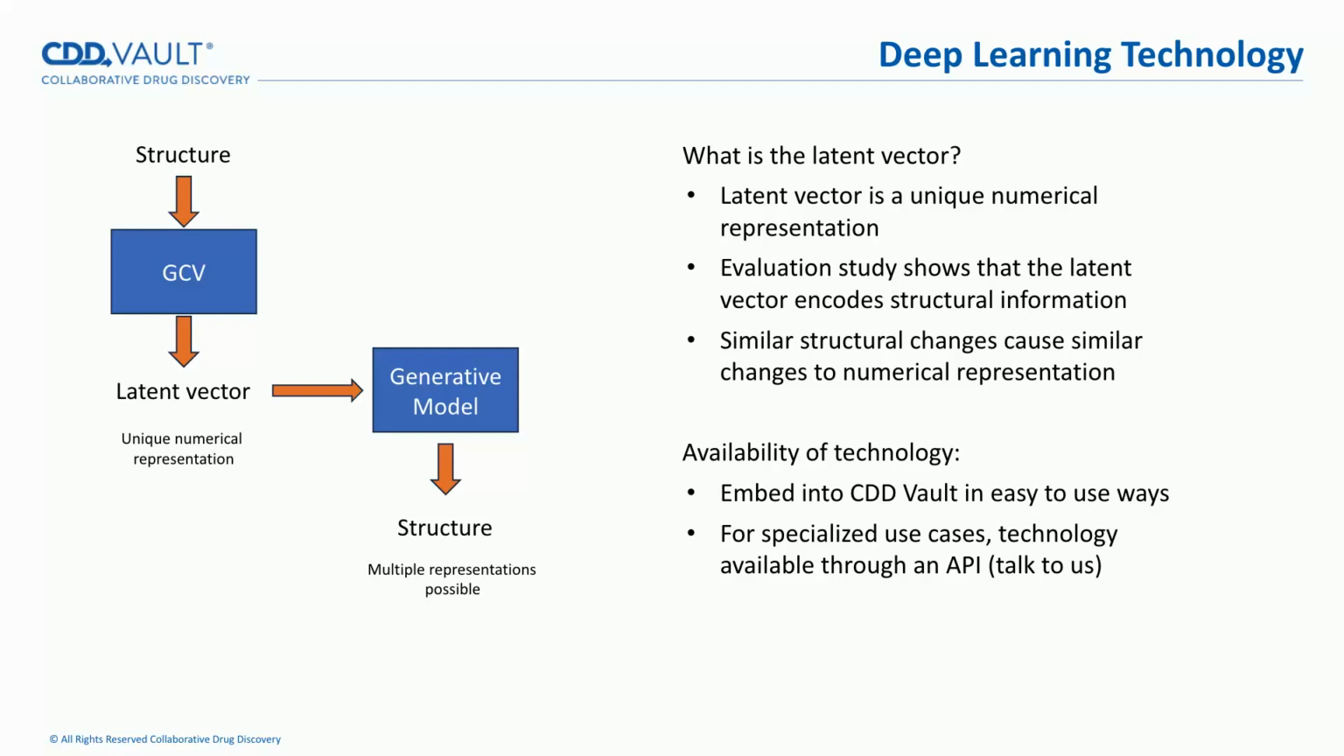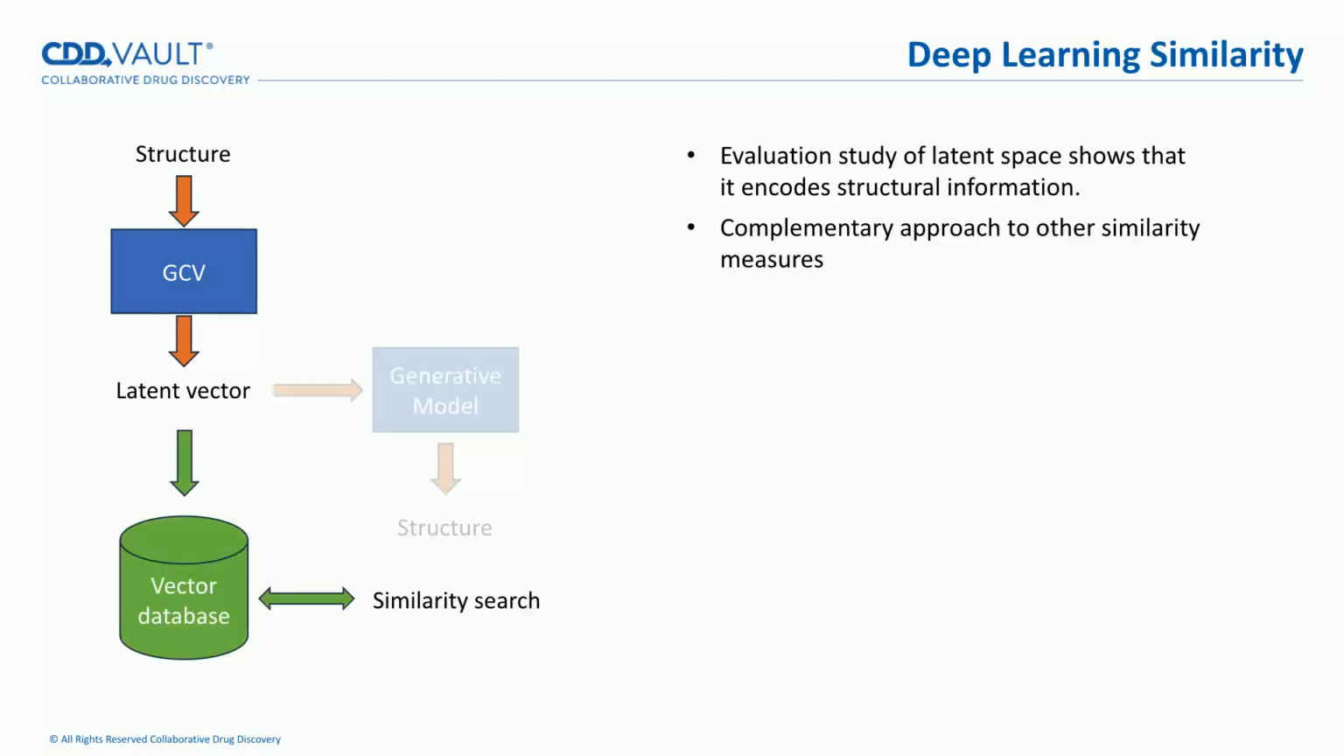So we could show that that works as well here. We also can show that similar structures are giving similar latent vectors. And now, of course, the question is how can we embed this technology into CDD Vault in a way that is easy to use, that it is also not over-promising. And so I show you now what the various ways we tried to approach this.